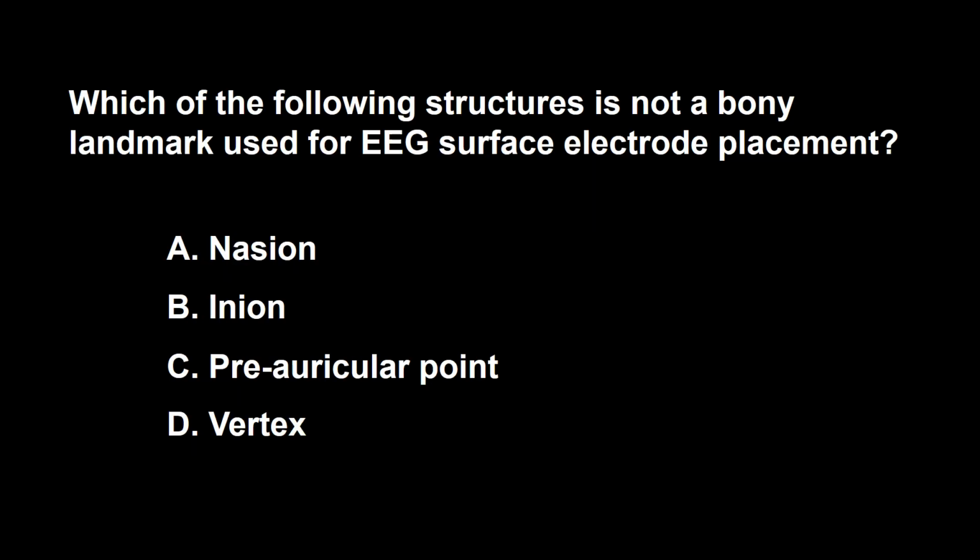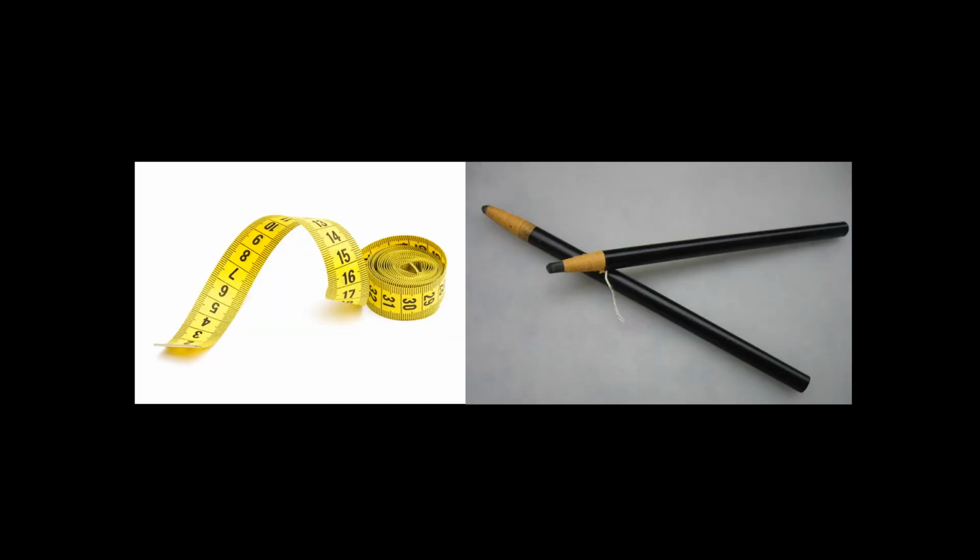Which of the following structures is not a bony landmark used for EEG surface electrode placement? A. Nasion, B. Inion, C. Preauricular point, D. Vertex. The placement of surface EEG electrodes starts by determining bony landmarks. The only instruments needed for proper surface EEG placement are a measuring tape and a non-toxic skin marking pencil.